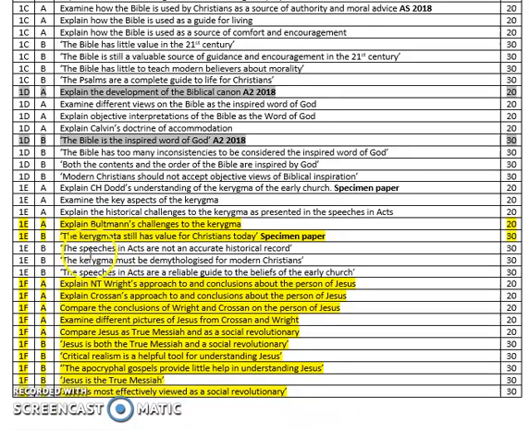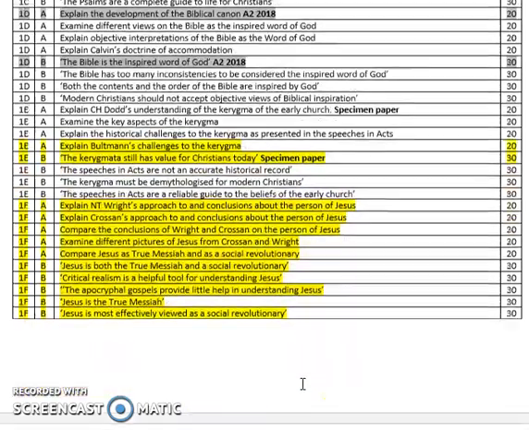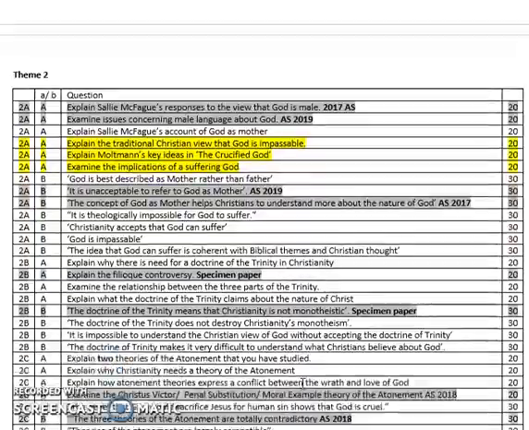A secondary tip is Bultmann and Kerygma. That has only appeared on the specification paper. But my main tip is this stuff here, theme 1F, and that's why we have shared and will continue to share some exemplar answers.